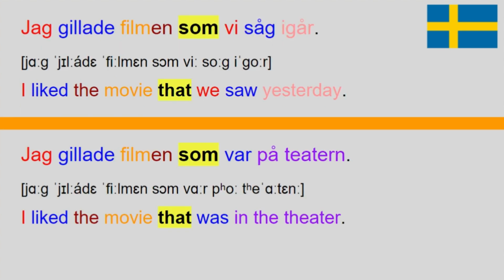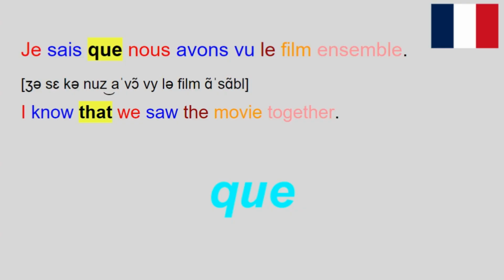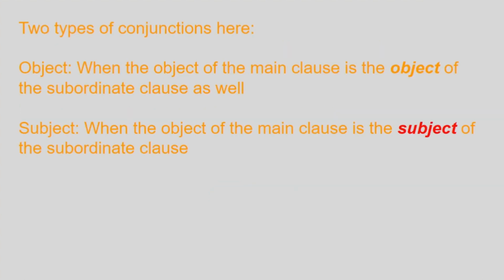However, the conjunction som can establish the object of the main clause as either the subject or object of the subordinate clause. Guess what? That's a further distinction that some languages make. We'll use French for this. For the entire clause conjunction, French always uses que. But for the only object conjunction, the French word for that depends on whether the object of the main clause is the subject or the object in the subordinate clause.